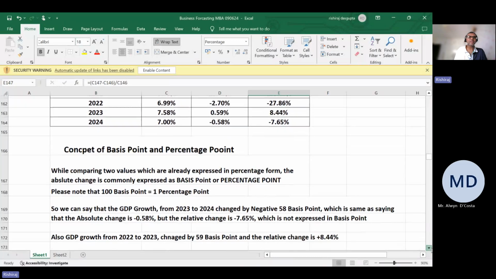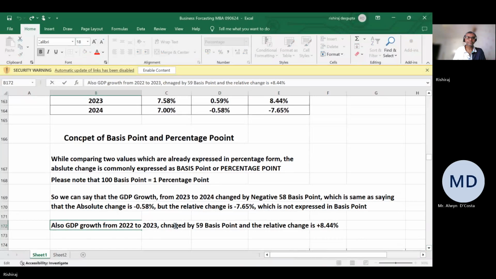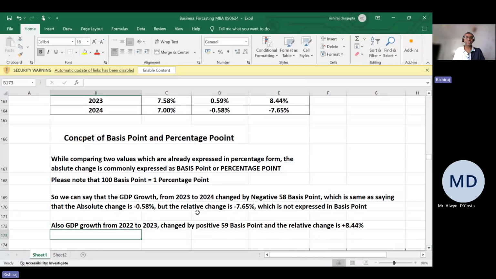So I've given two examples. Between 23 to 24, the change is negative 58 basis points, but the relative change is minus 7.65%. And between 22 to 23, the GDP growth increased by positive 59 basis points, and the relative change is plus 8.44%. So this is a positive absolute change of 59 basis points. The relative change is 8.44%. So I stop here today.